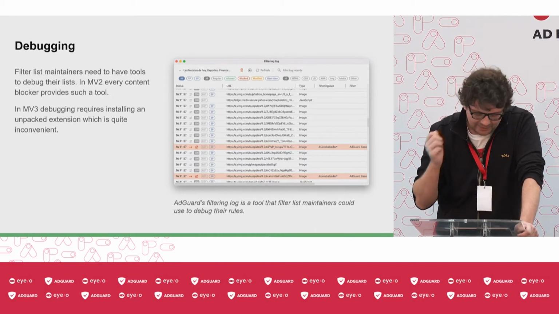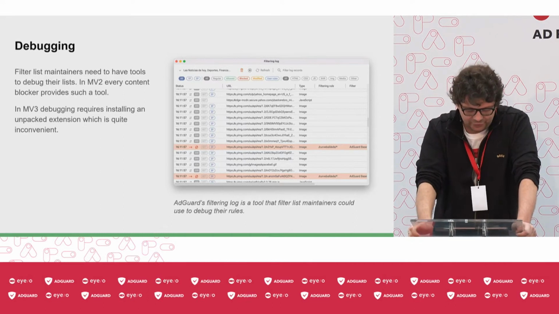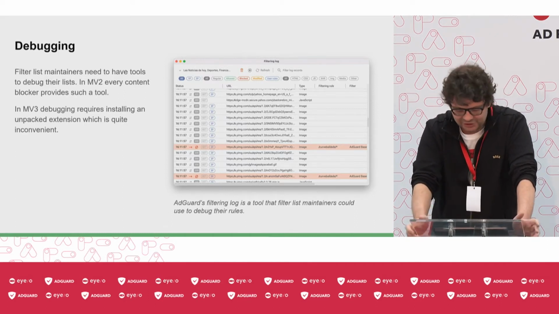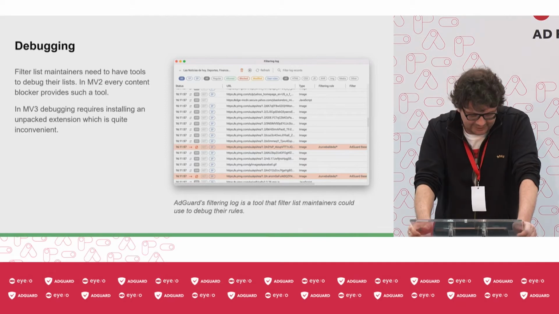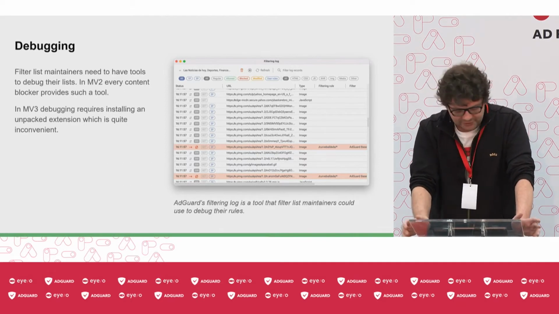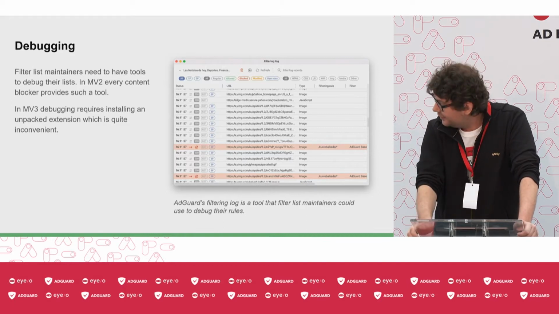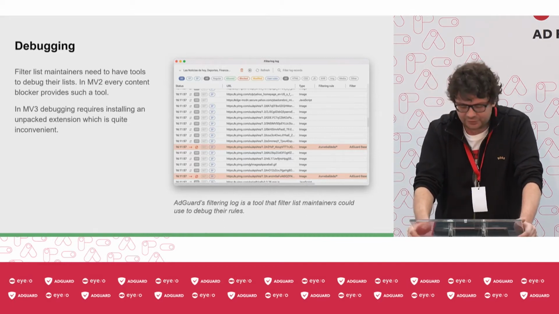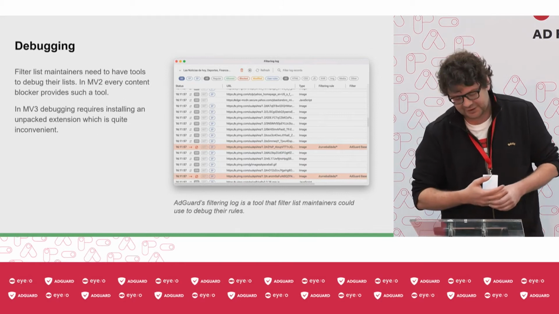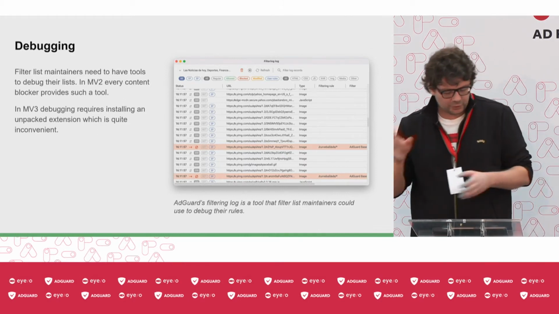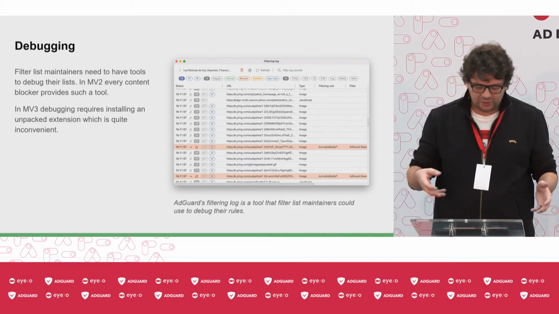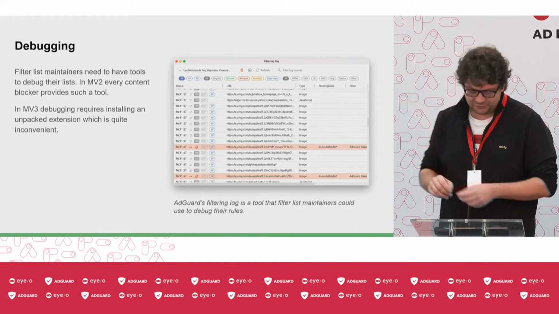debugging filter lists. Maintainers need to have tools to debug their lists and check new rules. In MV2, every content blocker provides such a tool. For instance, on this slide, you can see the tool that AdGuard provides, and, well, AdBlock, uBlock Origin, we all provide this kind of tools.